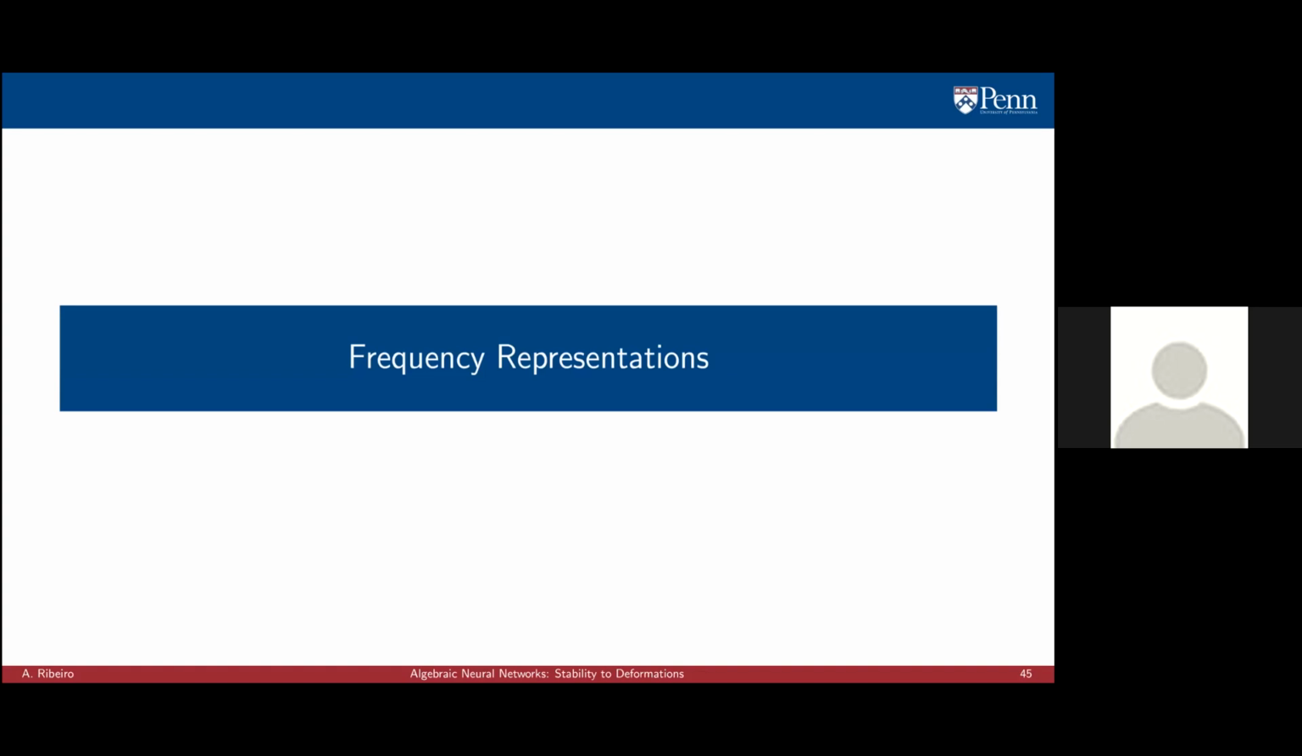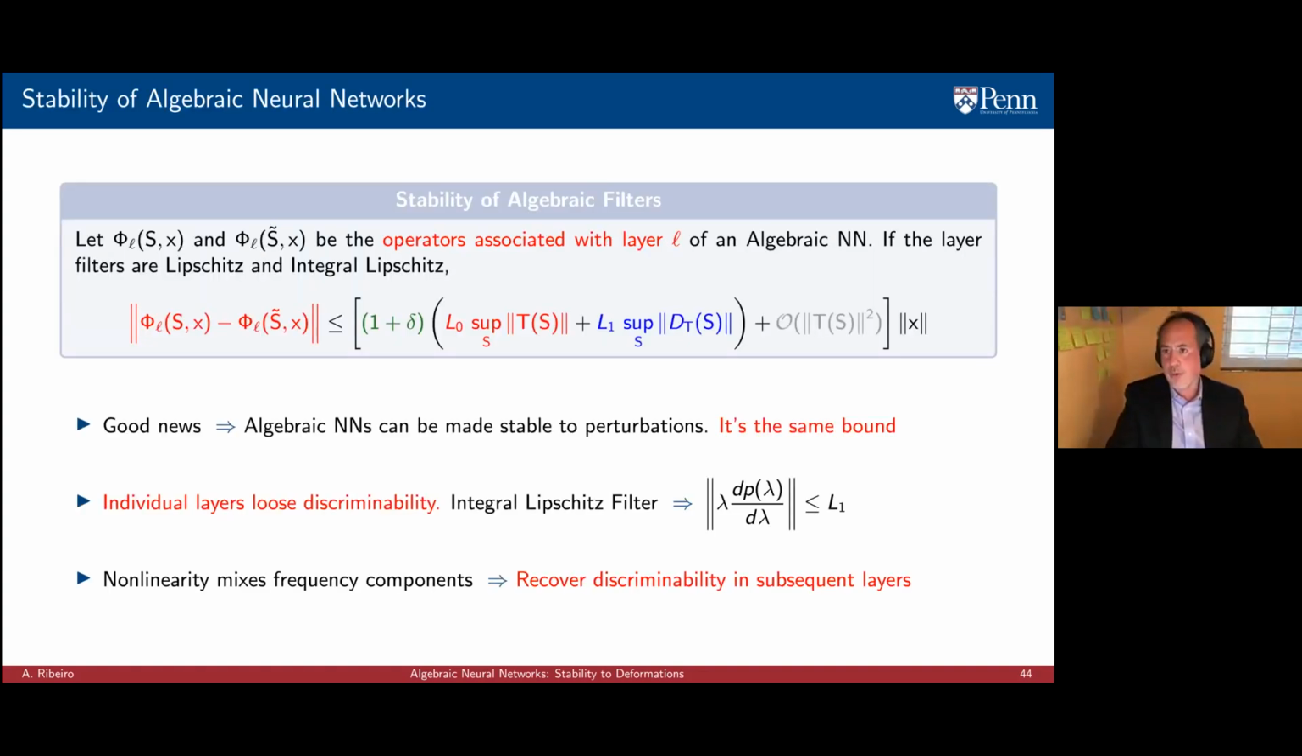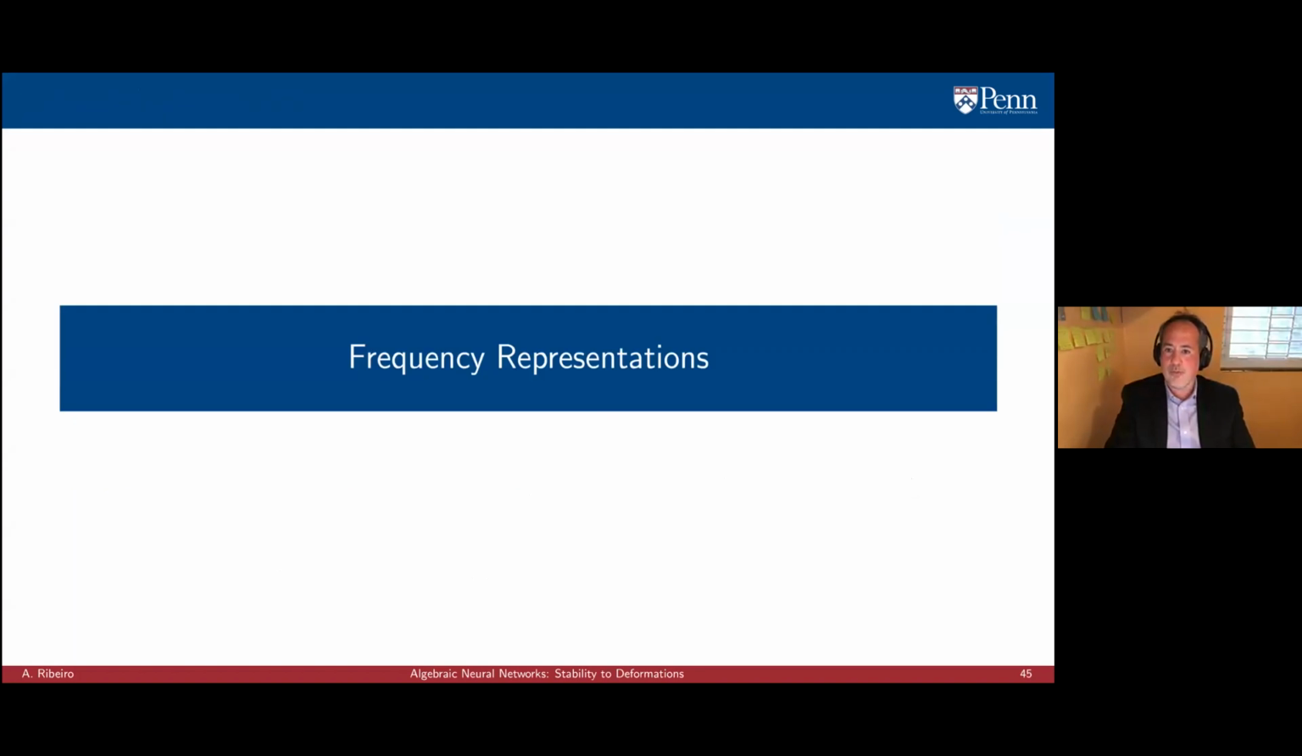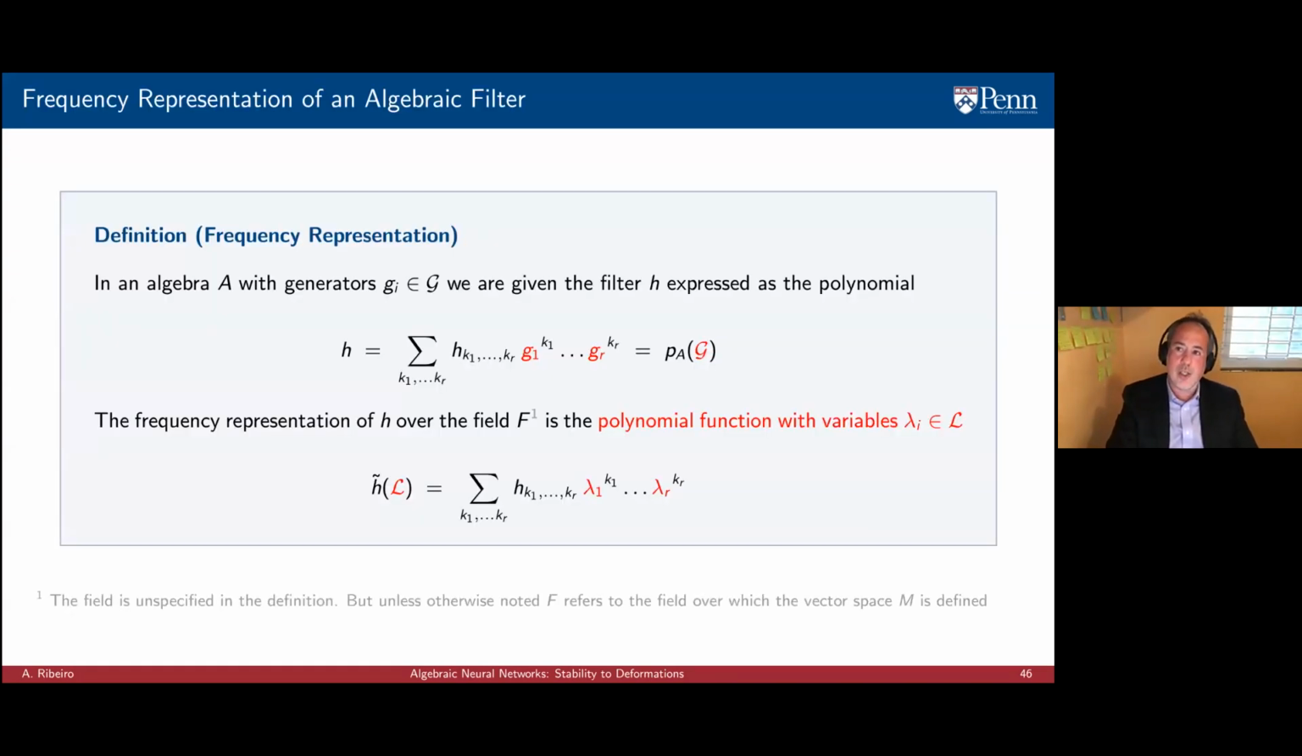Thank you. Okay. Now the last topic that I want to cover is, because all of this sounds mysterious, perhaps, or the stability sounds a little mysterious, I wanted to tell you that the stability results here are not that surprising, because it all hinges upon the frequency representations of these algebraic filters. The filter is defined as a polynomial on the generators, which means that I can define this isomorphic quantity, which is a polynomial on the field on which the vector space lives.